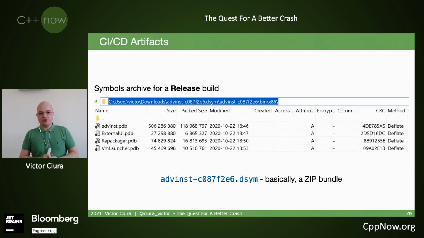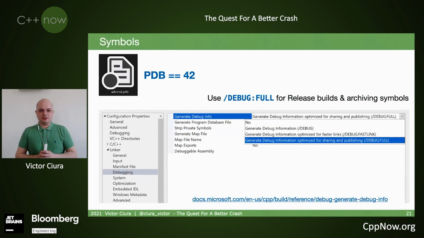So the symbols archive for a release build, for example, contains, among other things, the PDB files for the executables that you want to instrument later. In this example, we have 4 PDBs. As you can see, some of them are fairly large, so it really helps that this build artifact is zipped nicely together, because PDB files compress fairly well. And you do need to have full debug information for release builds and archiving symbols.